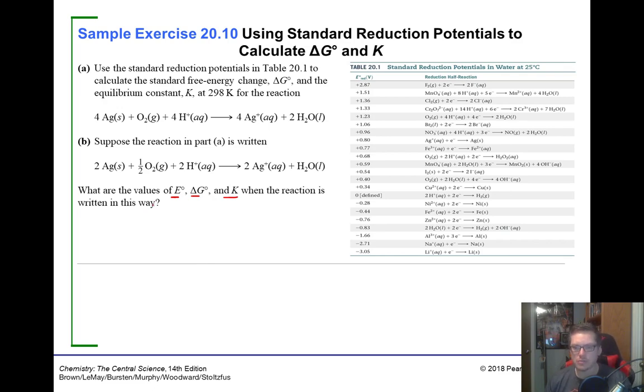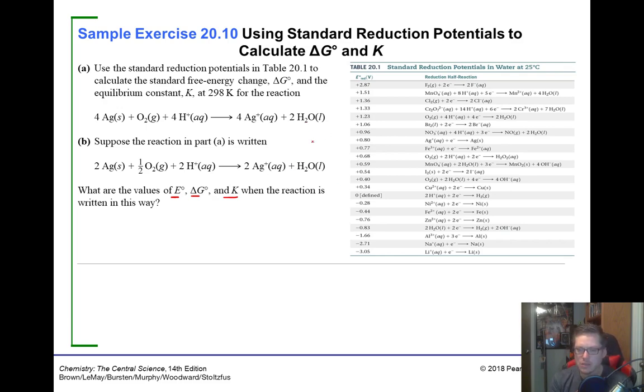So this isn't too bad. For A, we're just going to find each of those three points on our triangle here. What we have to do is use our reduction potentials here, figure out which one's oxidized and which one's reduced, and then follow our formula.